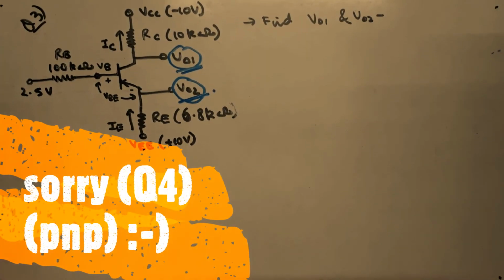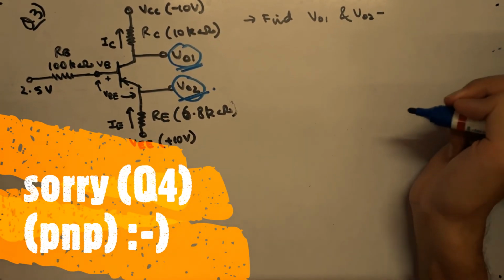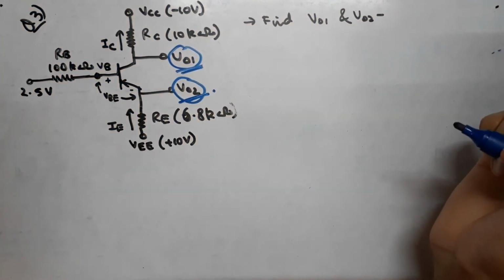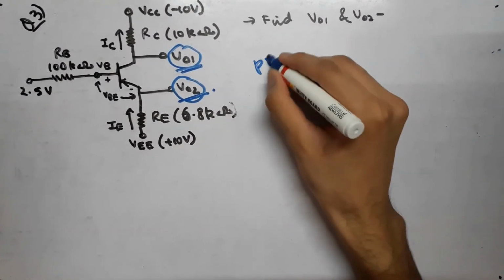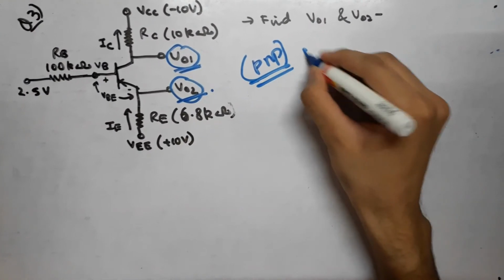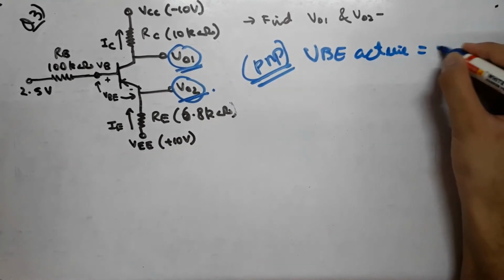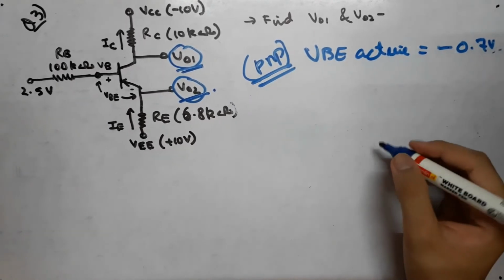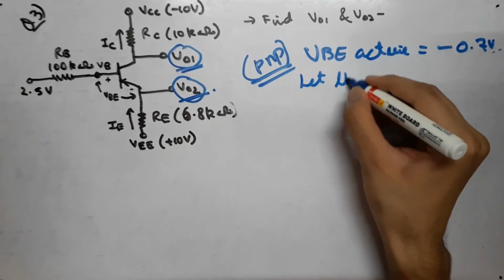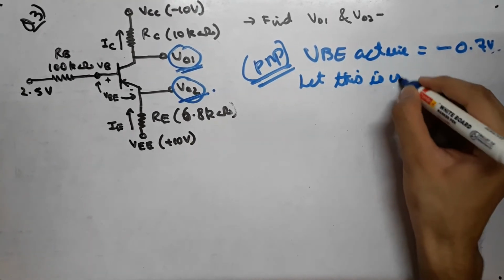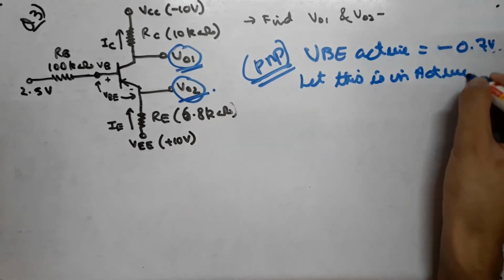In question number 3, we have to find VO1 and VO2. We have to be careful as the transistor given is a PNP transistor. That is, we have to consider VBE active as minus 0.7 volts. And let us assume this transistor is in the active region.